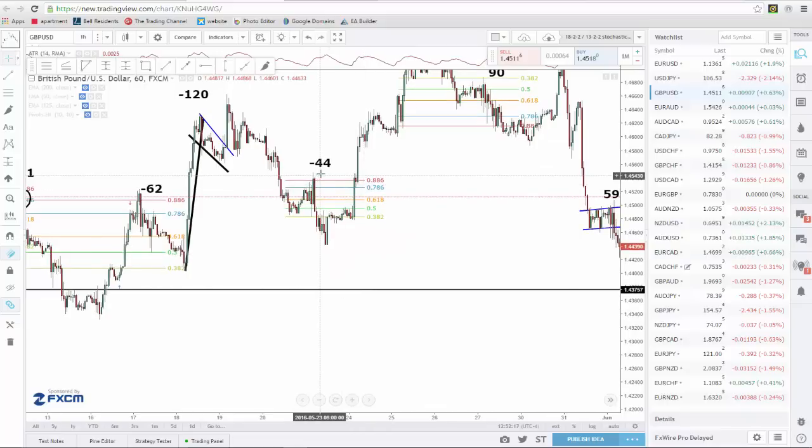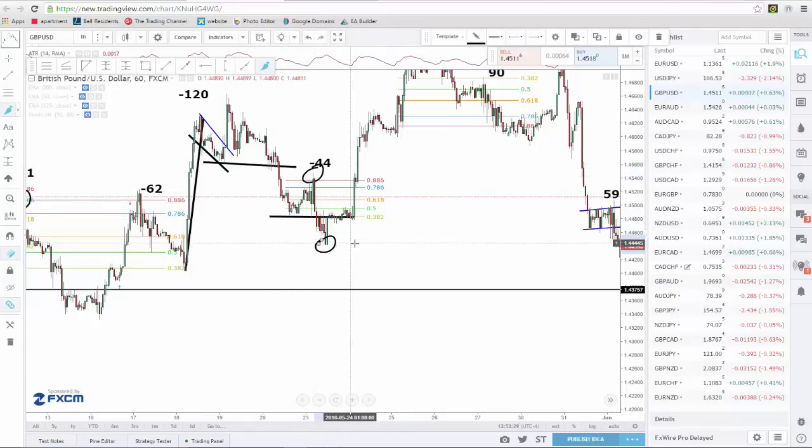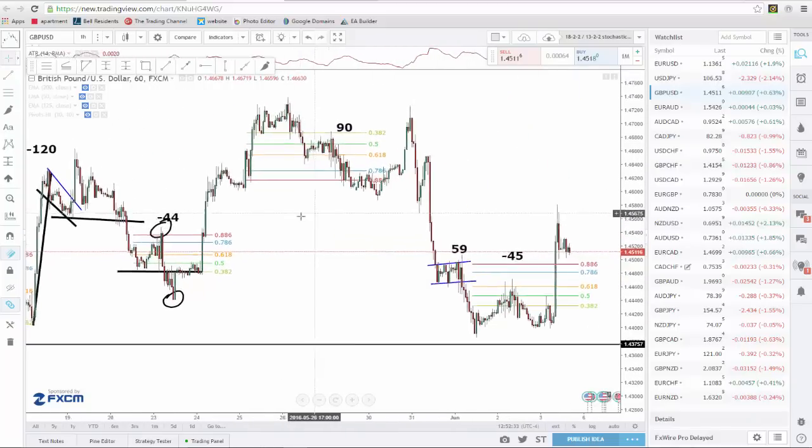Here we had a 786 pattern that failed, and you can see why I was involved in this. Breaking below this structure level, lower highs here, and pulling down to our swing low, to be stopped out for 44 pips on the 786 pattern.